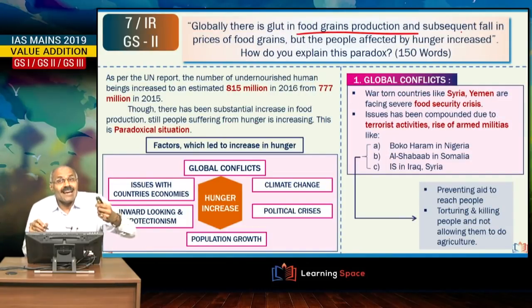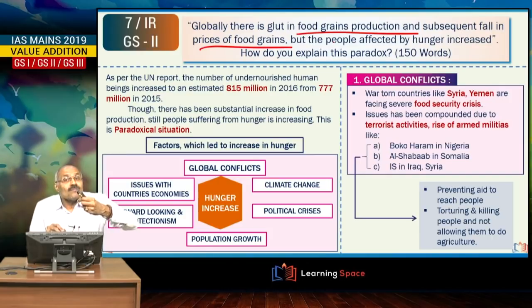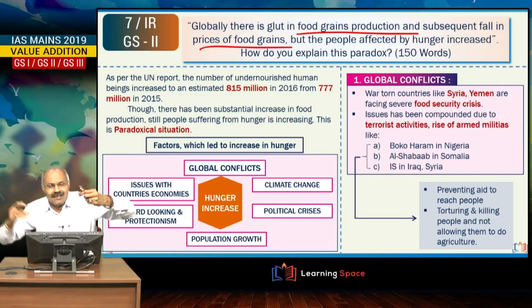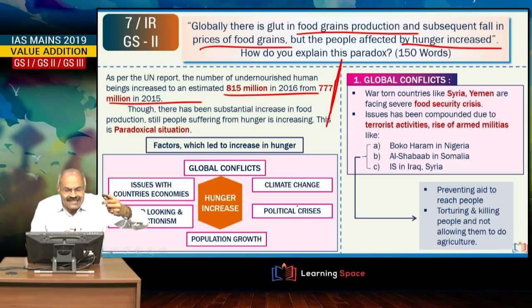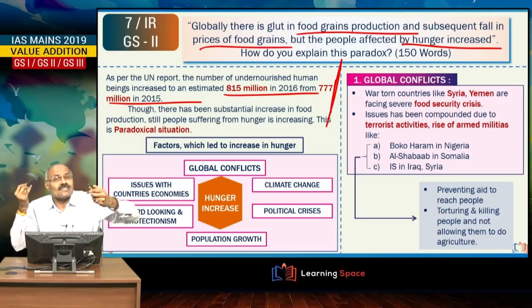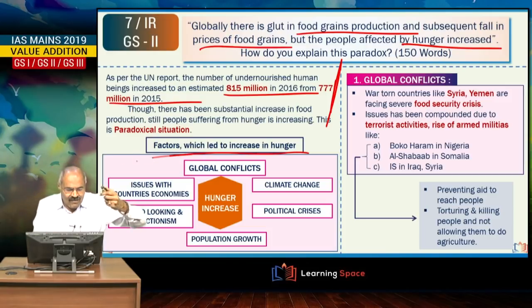Globally, there is a glut in food grains production in recent times and a subsequent fall in food grain prices. But people affected by hunger increased. How do you explain this paradox? Friends, as per the UN report, the undernourished human beings increased from 777 million to 815 million. And what are the factors? Friends, these are the factors.